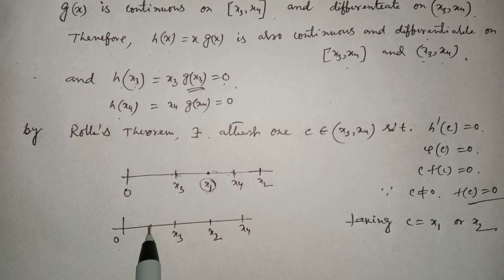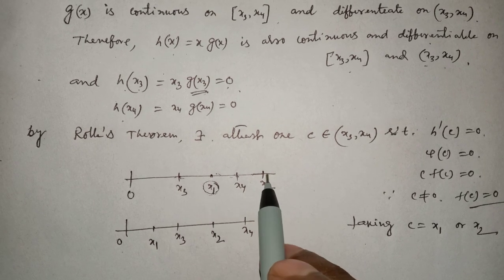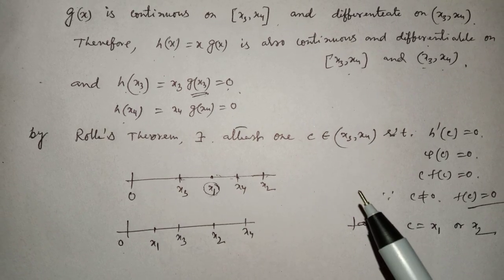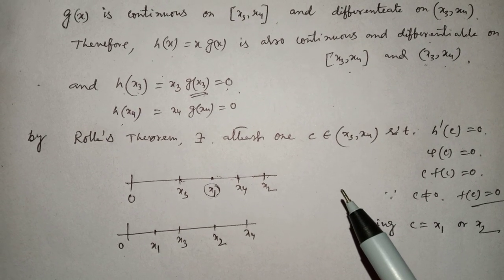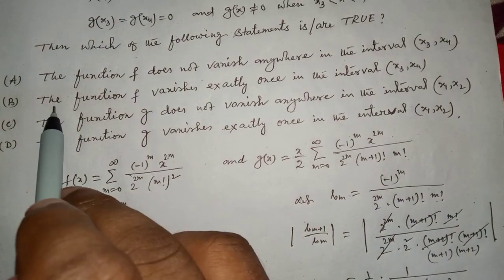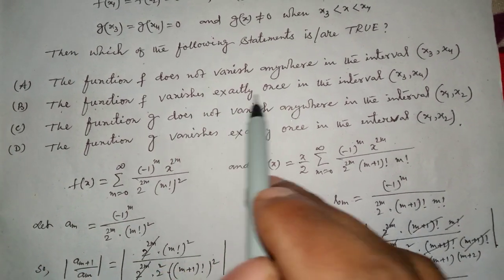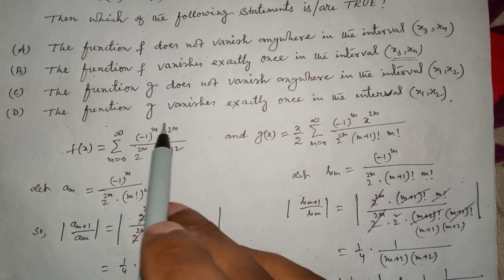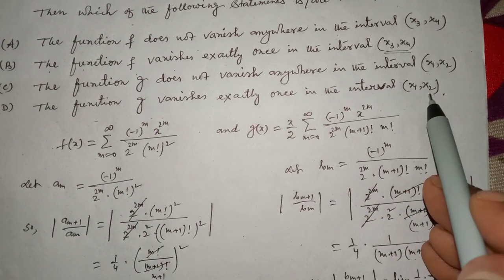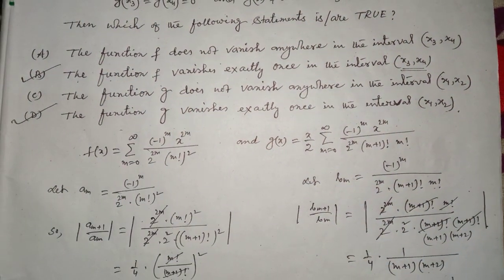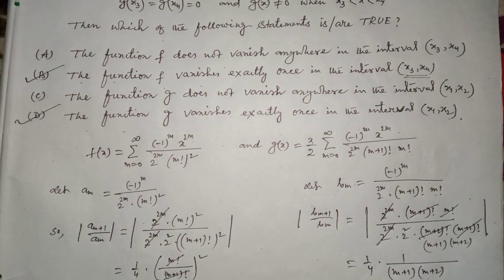Again, in the interval x1 x2 there exists a point x4 where g is 0. Therefore we see that option B, the function f vanishes exactly once in the interval x3 x4, and the function g vanishes exactly once in the interval x1 x2. Therefore option B and option D are true. Thank you.